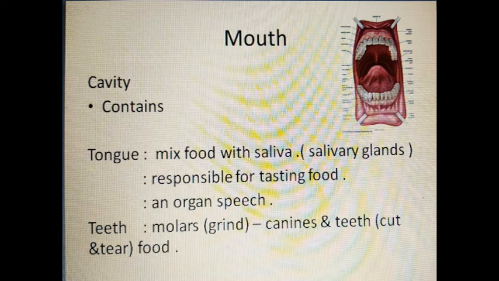Also, inside the mouth we can find the teeth, and the teeth have many types, such as molars, and molars grind food, and also there are canines and incisors, the teeth that cut and tear food.